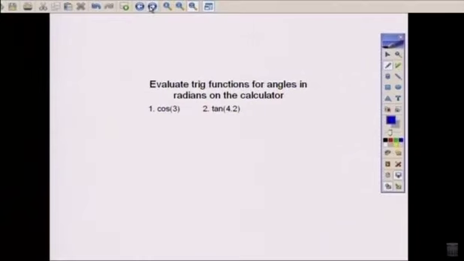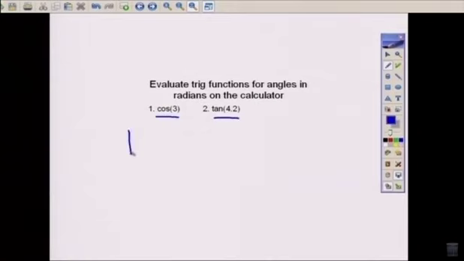So let's take a moment and evaluate approximate values of trig functions for angles in radians. So you'll notice here that I've asked you to find the cosine of 3. That's not 3 degrees, it's 3 radians. If we don't see the little degree mark, then we are in radians. And then I've also looked for tangent of 4.2.